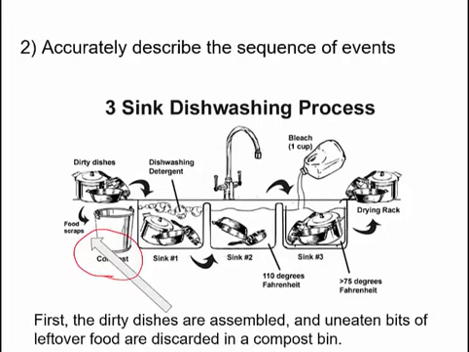All right, the first one, it begins down below. First, the dirty dishes are assembled and uneaten bits of leftover food are discarded in a compost bin. Okay, so that first step there, we've gathered the dirty dishes together and we've gotten rid of any food scraps. As it says on there, we've instead paraphrased that as uneaten bits.